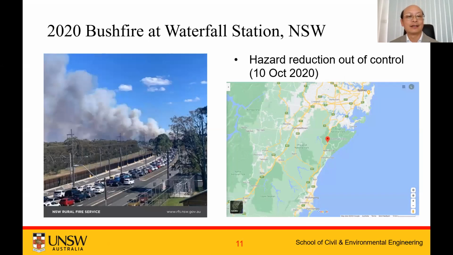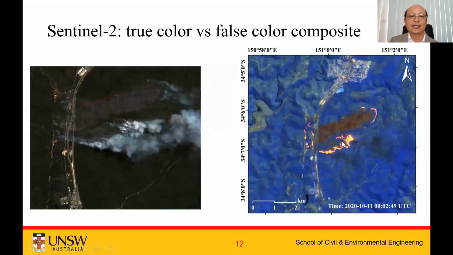Most recently, we actually had a sort of accident, if you like, a hazard reduction burn out of control. It's 10th of October, just a few weeks ago. And of course, you can tell the impact over here. And of course, the traffic, it doesn't matter whether it's road traffic or rail traffic, had to be put on hold. For those who are not familiar with the location, it's a waterfall station in the middle of the national park, really.